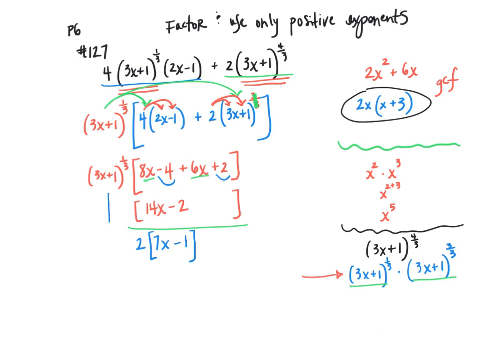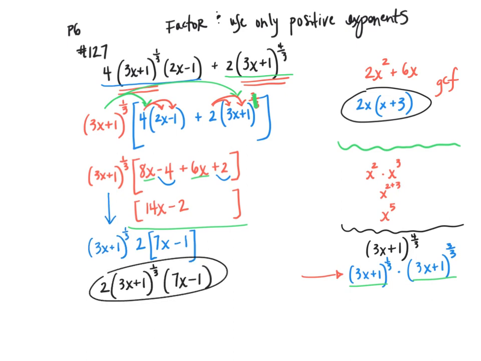Now I can't forget about the original factor that I pulled out. So now this is really my answer, but we don't typically write it that way. You would want to make sure that you bring that 2 out in front. And then it really doesn't matter which parentheses you put first. It could have been the 7x minus 1 and then the 3x plus 1 raised to the 1/3, but this is going to be your final answer.